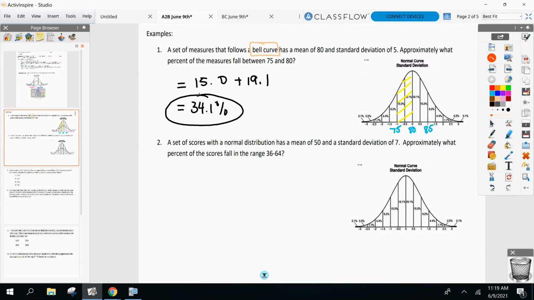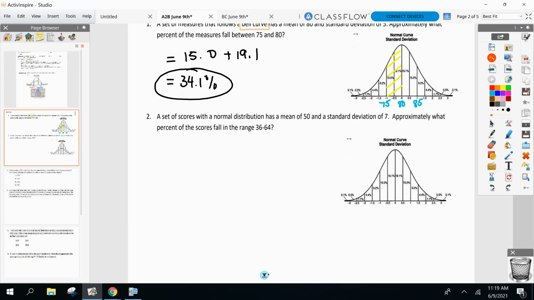And this is what's actually used to rank people when it comes to SATs, ACTs, any kind of standardized test. This is how they rank you. They put the mean in the middle, the standard deviation, and they see where your score fell. All right, any questions there before we get to the second one?